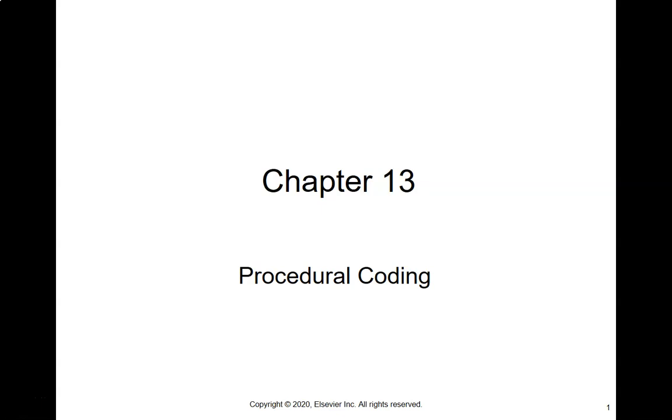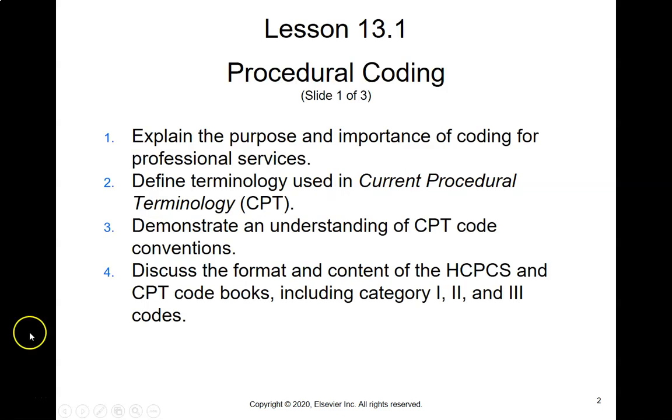Chapter 13, Procedural Coding. The objectives for Lesson 13 are as follows.